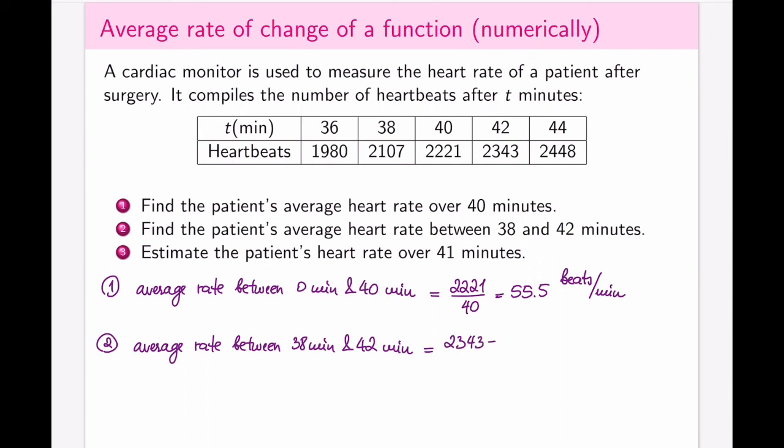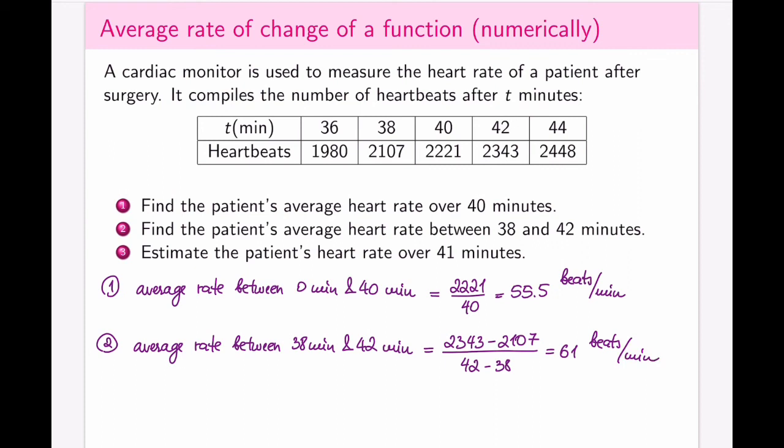2343 minus 2107, and that will tell me how many new heartbeats have happened between these two endpoints. And we're going to divide by the change of time, so 42 minutes minus 38. If we calculate that as a number, it's going to come out to be 61 beats per minute.